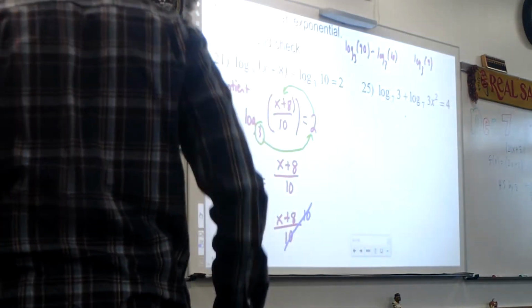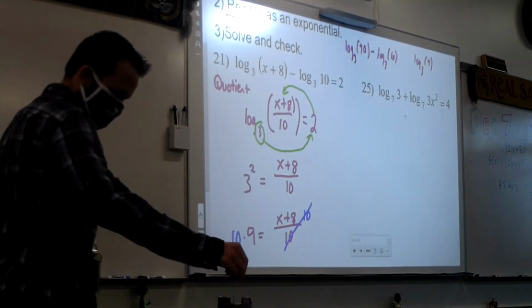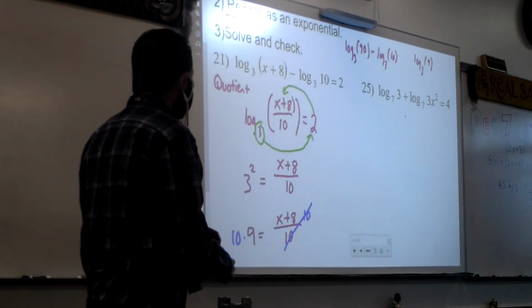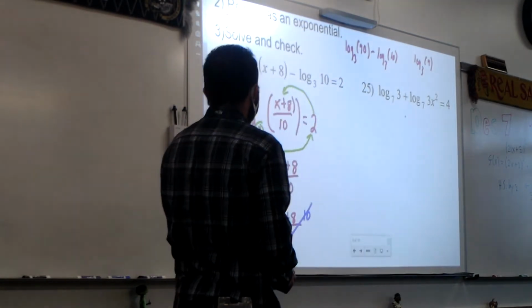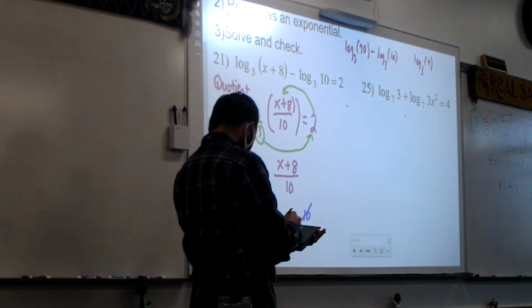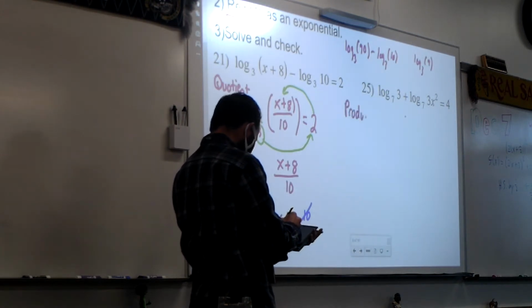Alright, let's see how you did on this one. I'm going to call on a random person here. Ofa, what was your first step here on 25? Awesome. When you use the product property, what did it give you?